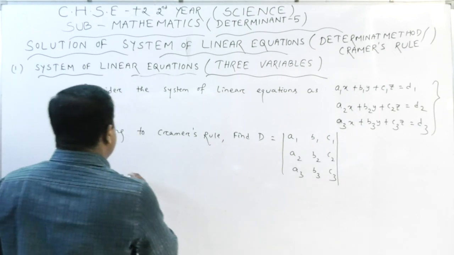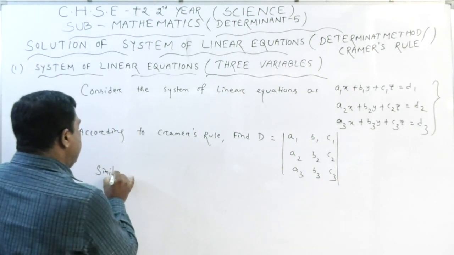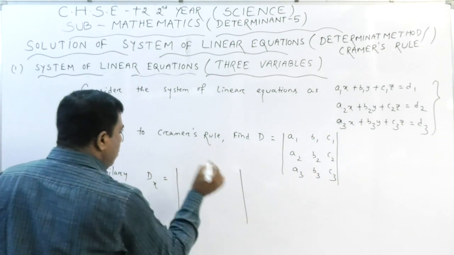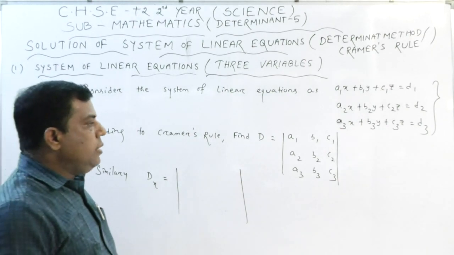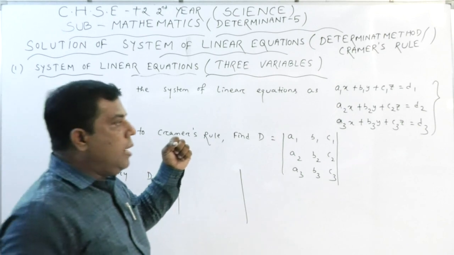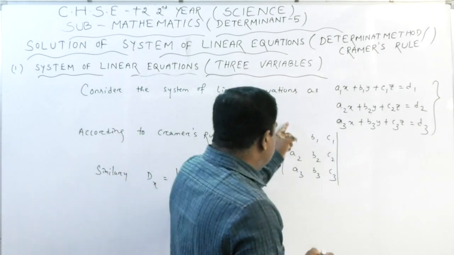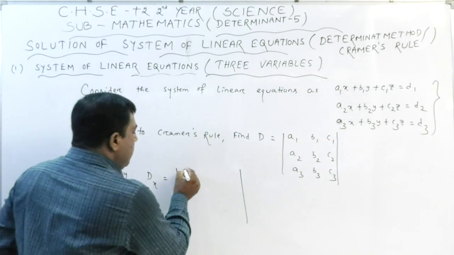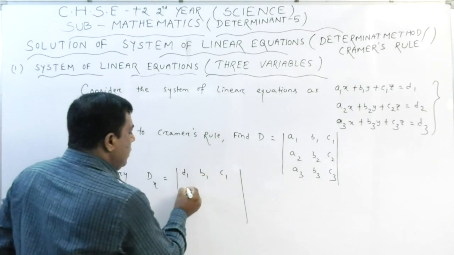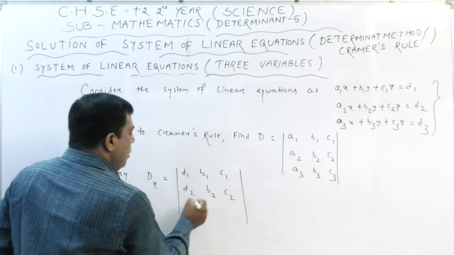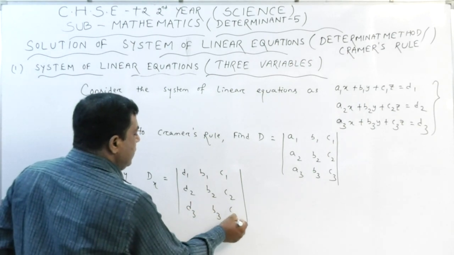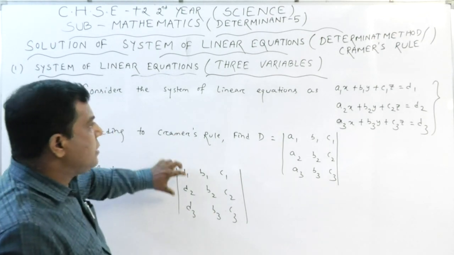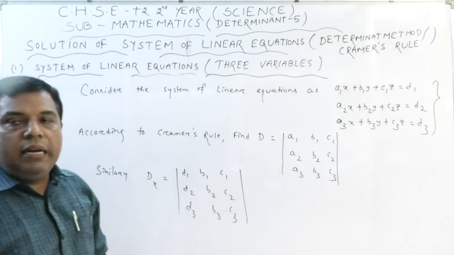Then similarly we find Dx, which you can also write as del x. And what is our Dx? Yes dear students, it is the determinant obtained by replacing the coefficients of x by the right side values, that is d1, b1, c1, d2, b2, c2, d3, b3, c3. You see the coefficients of y and z are there, but the coefficients of x are replaced by the right side values.